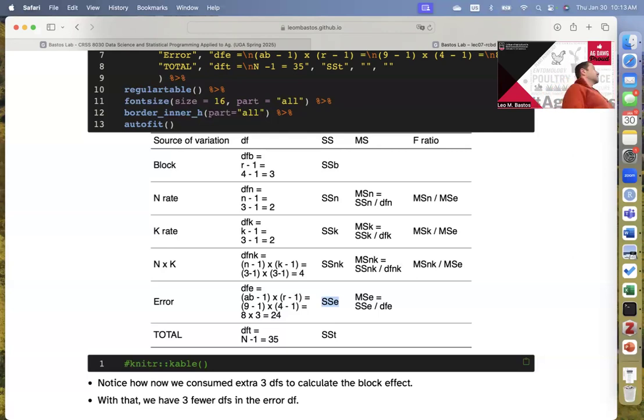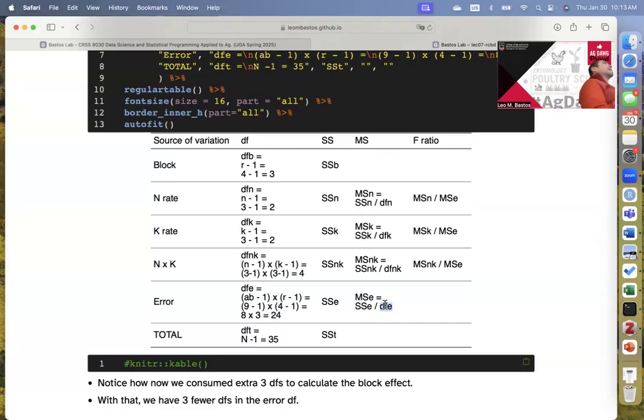Another way to make sure your mean square of error is small is by having large degrees of freedom of the error. I want you to pay attention here because this is a key concept and one of the key differences between designs. The degrees of freedom of the error here is 24.